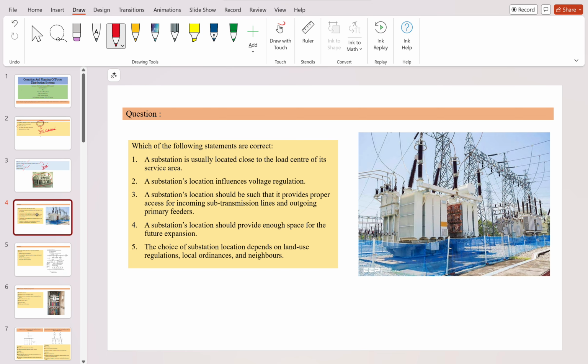Okay, let's move forward. This is a problem related to substation location. Suppose I am putting in a substation, what criteria should I take care of so that it can be economical and losses can be minimized? On that basis there are a few options. You have to tell me which statements are correct. Just read the statements properly, and multiple statements can be correct.